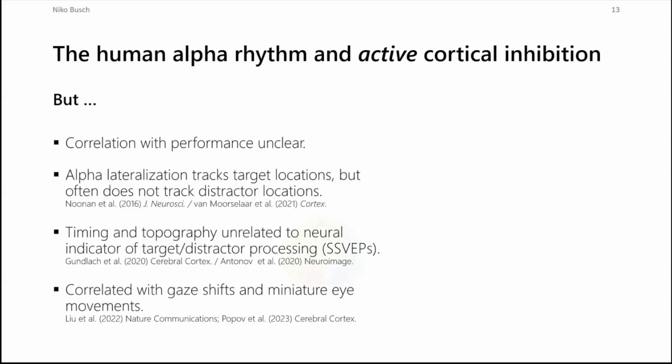behavior. Now, of course, typically in those studies, subjects are very clearly instructed to not move their eyes and stay fixating on the central fixation cross. But of course, people do not always do that precisely. And in those studies that actually measure miniature eye movements, like microsaccades or small gaze shifts, it turns out that alpha lateralization is strongly correlated with these miniature eye movements.